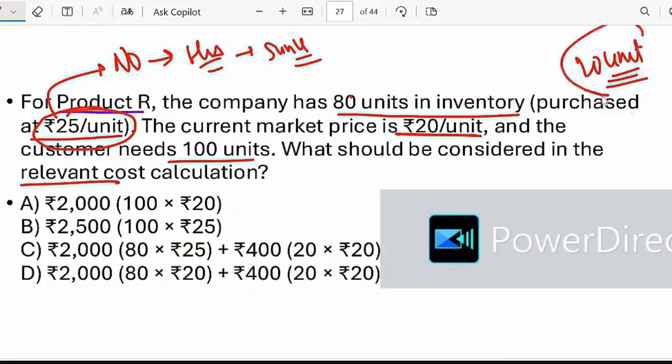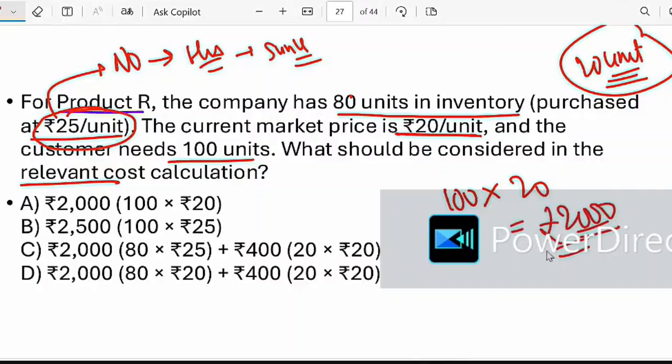So extra 20 units, right? And what is the price at which they have to be bought? So the relevant cost will be how much? 100 multiplied by 20, which is the current market price, which is 2000, right? So this 2000 rupees is the relevant cost. Option A is the correct answer. It is the current market price, because the company would need to buy more units at 20 rupees per unit to fulfill the order, right? So 100 multiplied by 20 will be the 2000. So this will be the relevant cost, right?